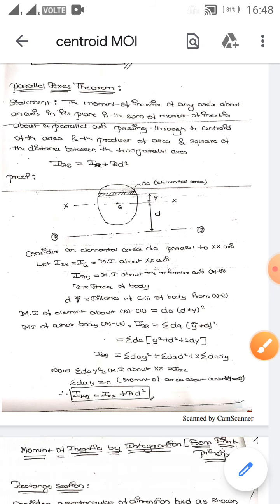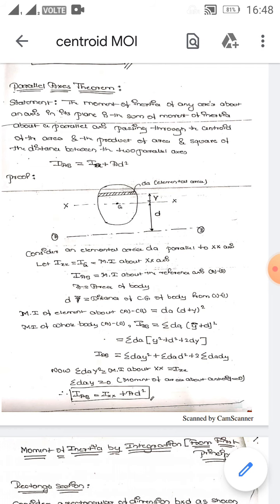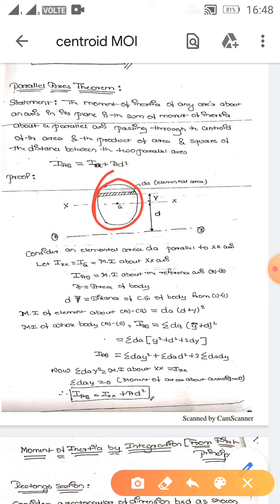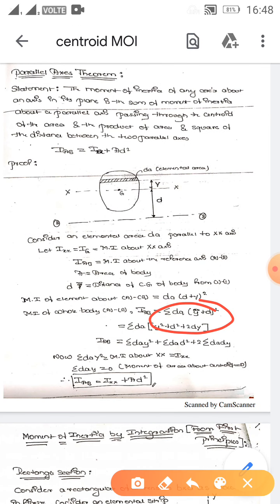Now, as it is only for the small segment dA, if you want to calculate for the entire area about this axis, we need to do the summation of all these dA. So I have taken the summation. Just have a look: the summation of dA into (y plus d) whole square.